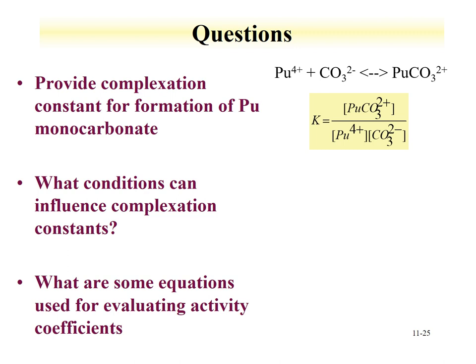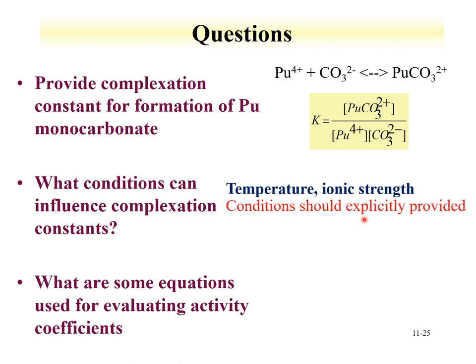In fact, you need to discuss what are some conditions that can influence complexation, for instance, temperature and ionic strength. And often these conditions should be explicitly provided. So for instance, you may perform the study here of plutonium carbonate. It may be performed in 1 molar ionic strength. So you would say that the complexation constant that you've measured is at 1 molar ionic strength. Then you can even report the temperature as 25 degrees or room temperature.